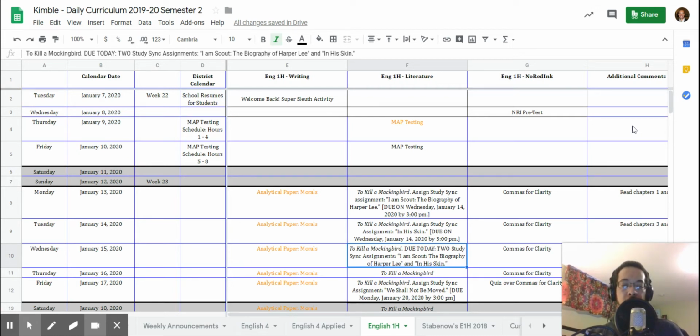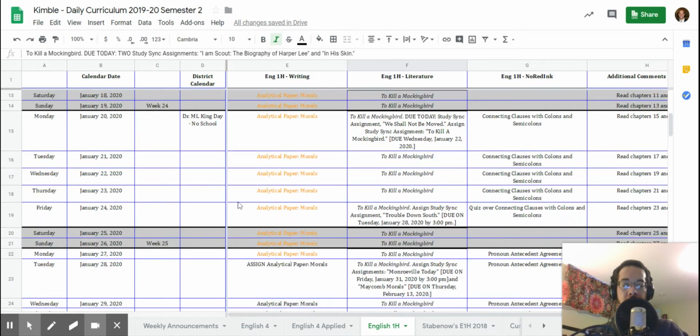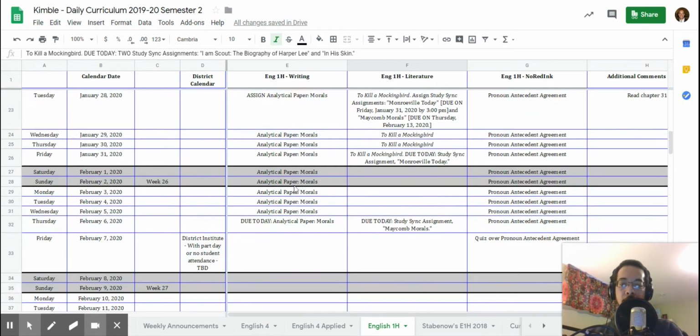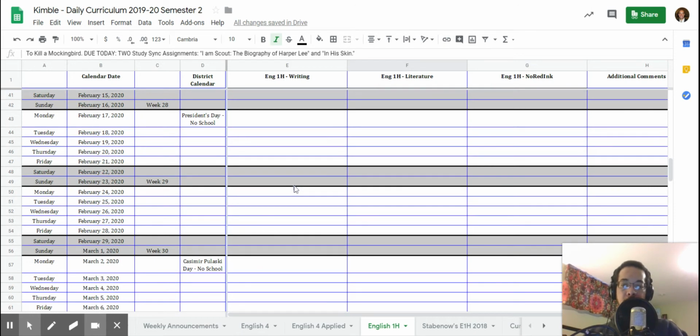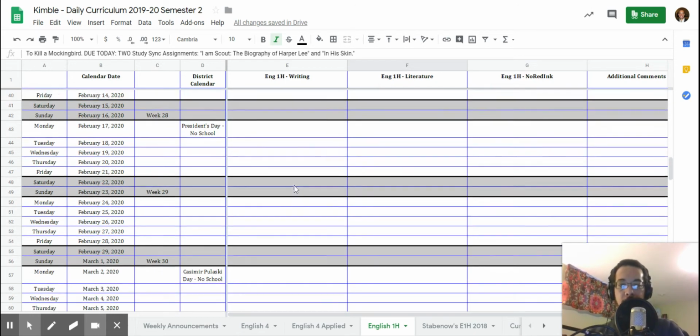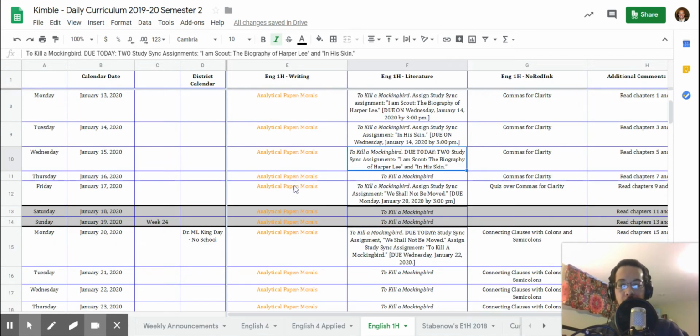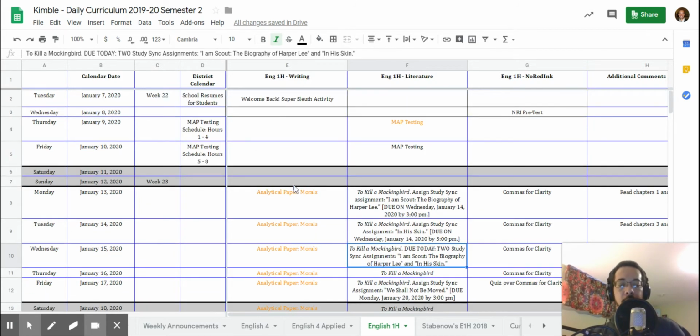First of all, the way this is organized, on the far left you have all of the dates, by the day of the week, by the calendar date, the week of school, like week 22. And if there's information from the district calendar, that is also listed here. If you scroll down, Martin Luther King Day is listed, District Institute, Pulaski's, President's Day. So the days that we're off school are already listed according to our district calendar.